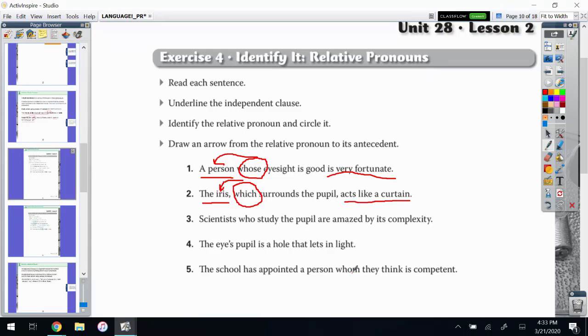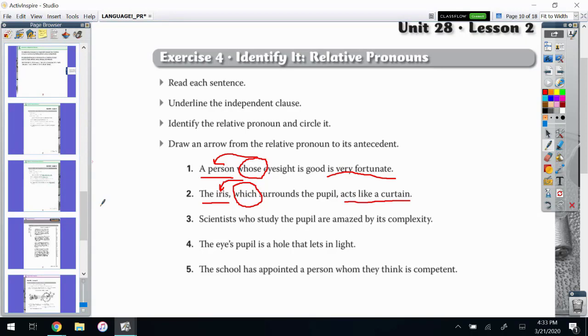Pause the video and do the next 3 by yourself. When you turn in your work for this lesson, I will check to see that you've done this correctly.